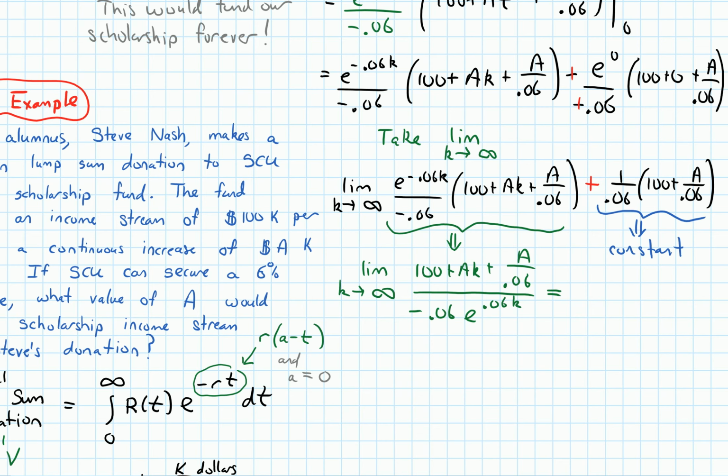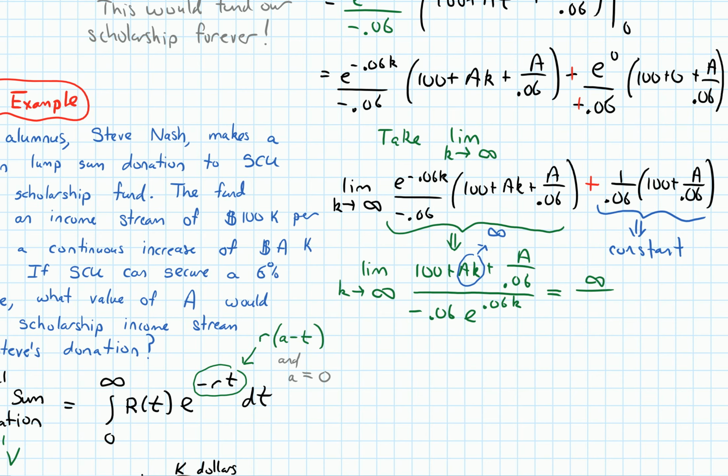If I plug in to the numerator, this a times k term is going to be a times infinity. And a is the amount that the scholarship fund is going up by each year. So a is a positive number. And a positive number times infinity, well, that's positive infinity. So overall, on the numerator, we have infinity plus 100 plus this other constant fraction, which makes the numerator just infinity.